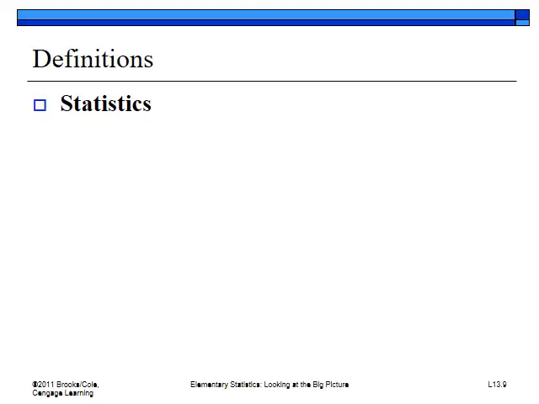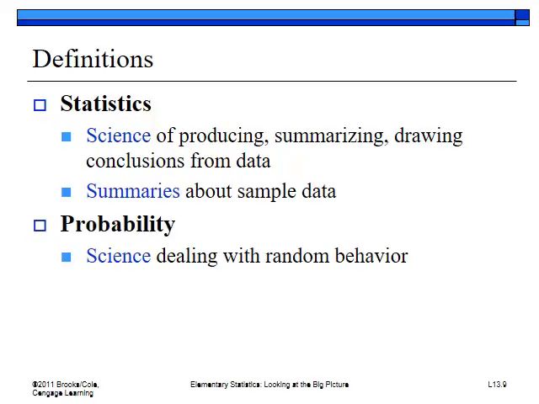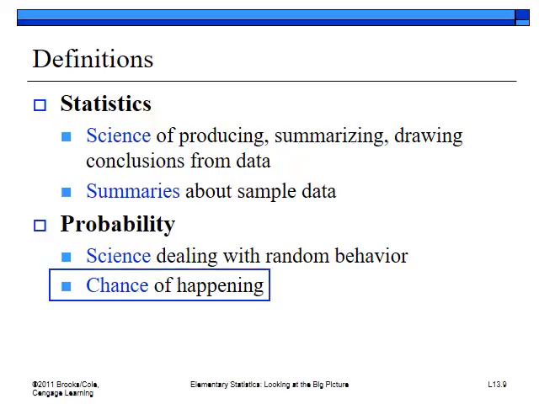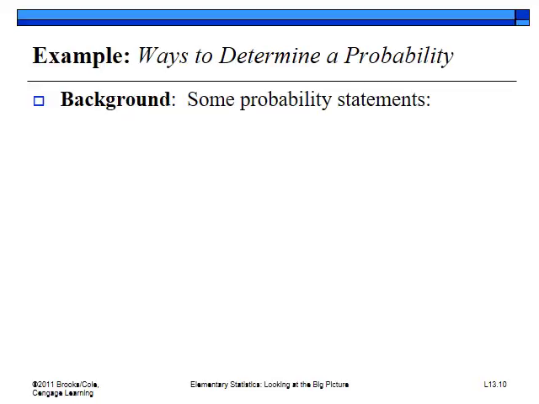Here's some definitions. Statistics is the science of producing, summarizing, and drawing conclusions from data. When it comes to samples, statistics talks about how to summarize sample data. Probability is the science that deals with random behavior. When we talk about probability, we talk about the chance of something happening. Let's talk about what we mean by that. There are 3 ways to determine the probability of some event. Let's look at some background.